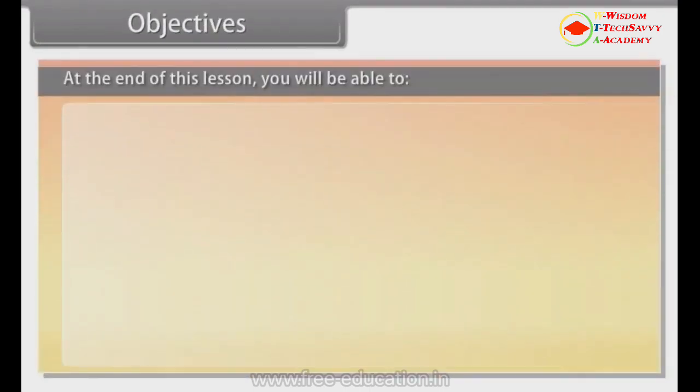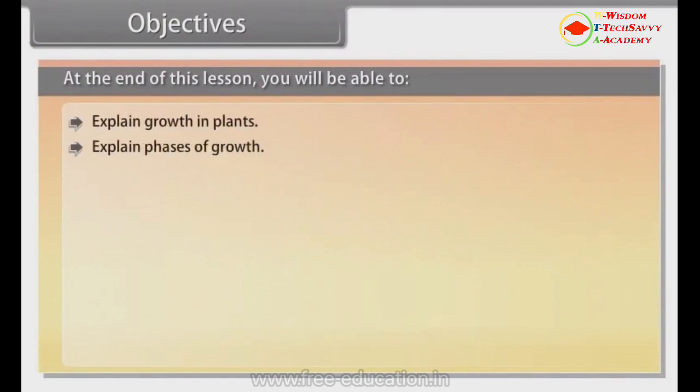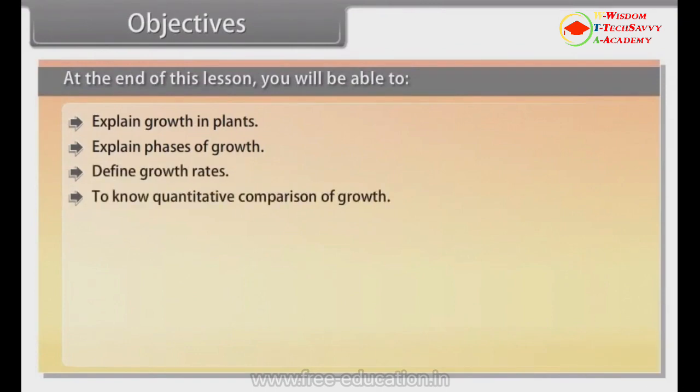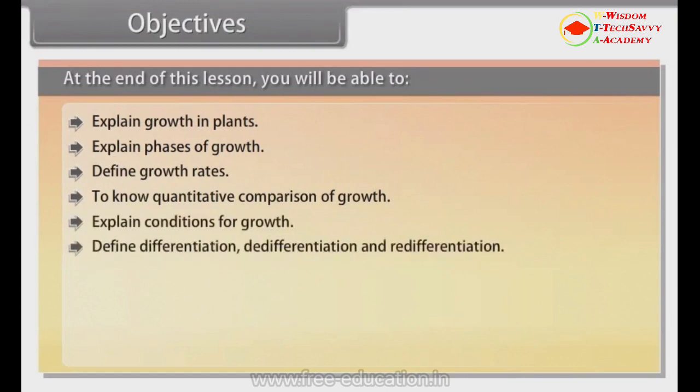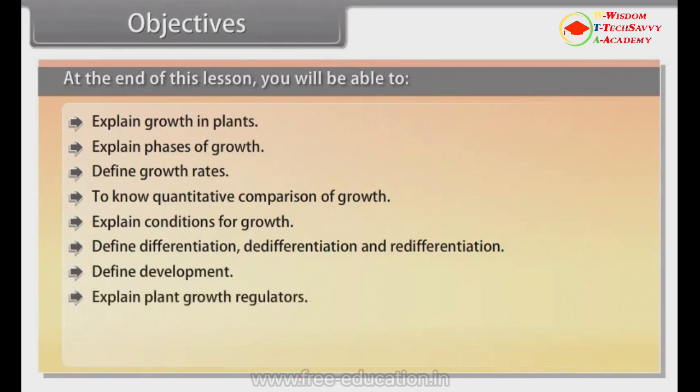Objectives. At the end of this lesson, you will be able to explain growth in plants, explain phases of growth, define growth rates, know the quantitative comparison of growth, explain conditions for growth, define differentiation, dedifferentiation, and redifferentiation. Define development, explain plant growth regulators, describe photoperiodism, describe vernalization.